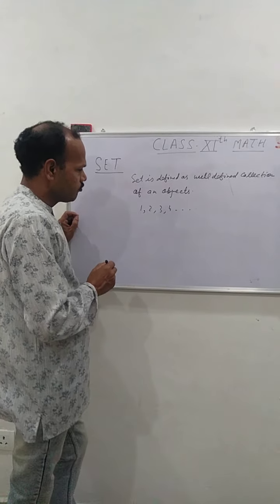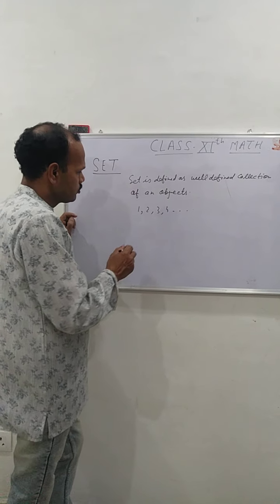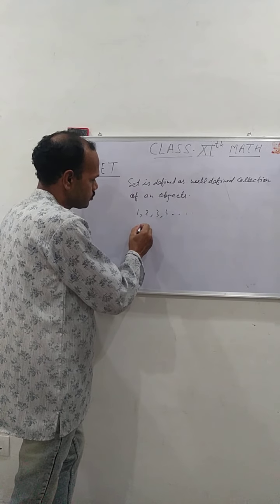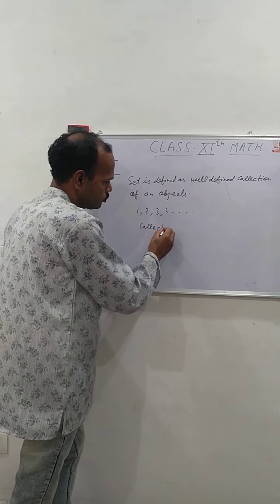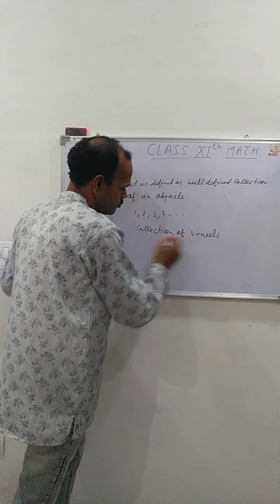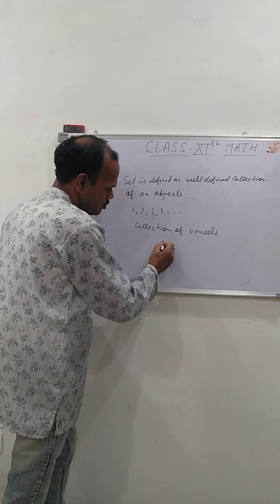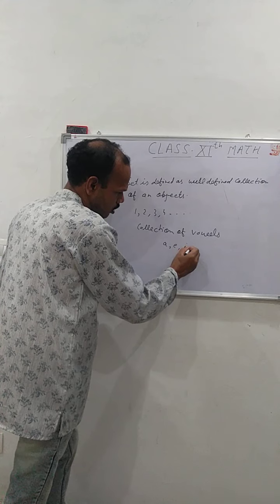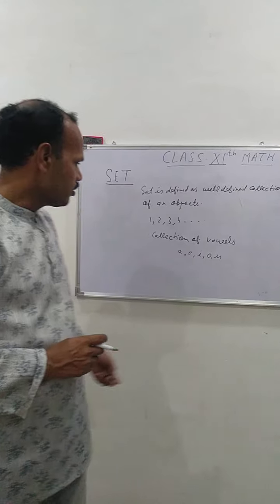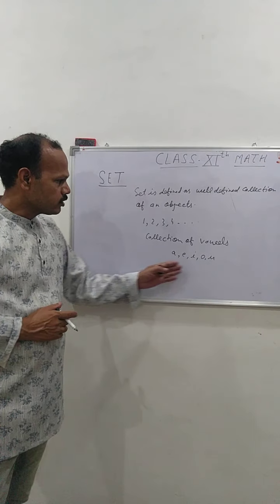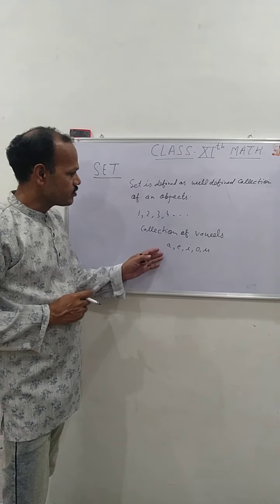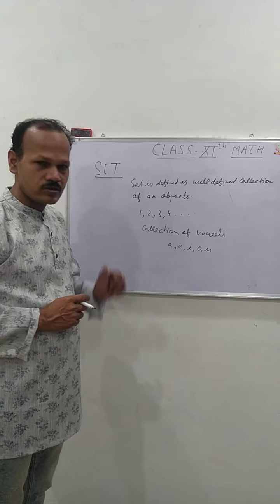Similarly, we will take another example. A set of vowels. A collection of vowels, that is A, E, I, O, U. This collection is well defined because these are letters of the English alphabet that are also vowels. So we can say these collections are sets.